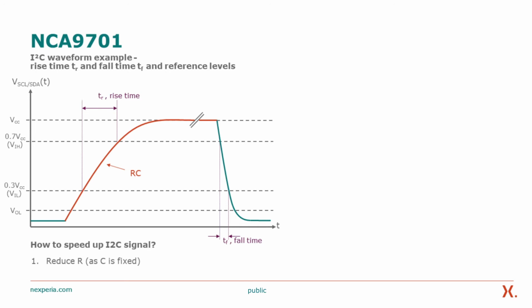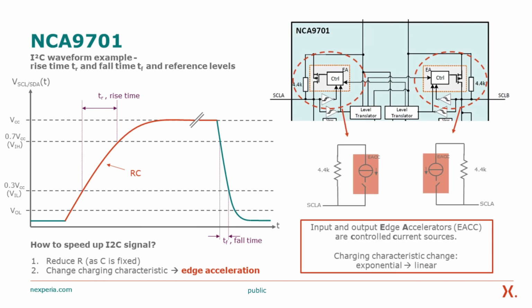Looking at an I²C waveform with rather long rising edges, how can this be sped up, Burkhard? One possibility is to reduce the pull-up resistors, which will charge the line capacitor faster. But this will require a more powerful driving stage to achieve the valid load level and of course will deteriorate the power efficiency of the interface. Correct, Nima. This is why we better change the charging characteristic and use edge acceleration. The edge accelerators in the NCA9701 are controlled current sources, which are implemented at the input side as well as at the output side. Charge characteristic will change from exponential to linear.